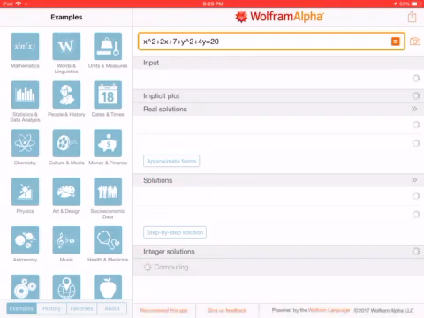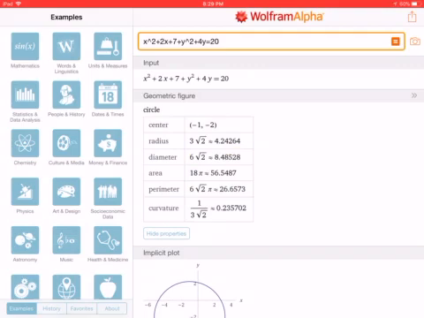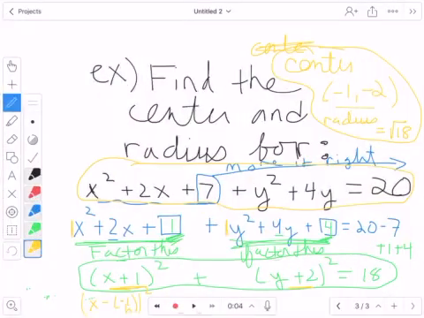And what's really nice, I wanted to show you this in real time, it draws the figure, it tells you it's a circle, but you hit properties. If you hit properties, you can expand on that. Look at that. Spits out the center and the radius for you. Gives you some other information too. But the center and the radius is what we were checking on. So we have that nice confirmation that we were right.